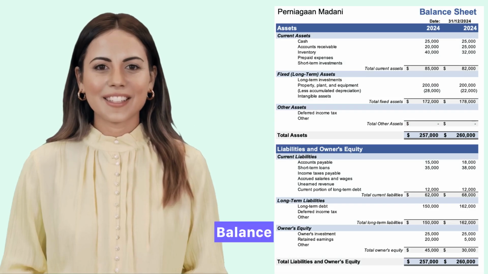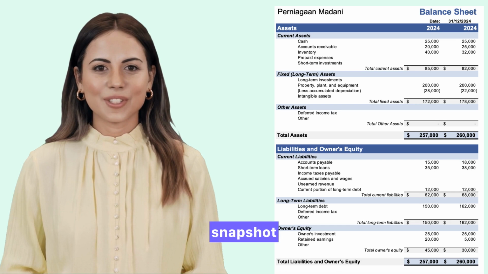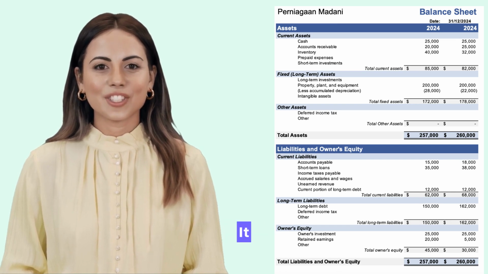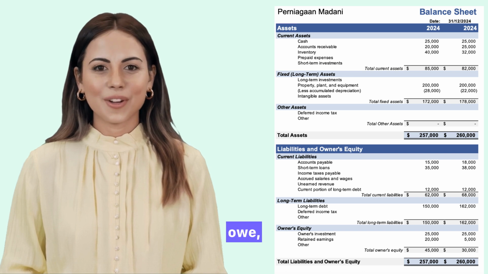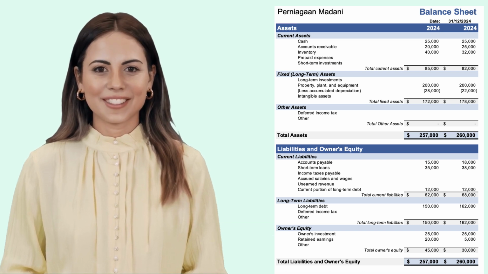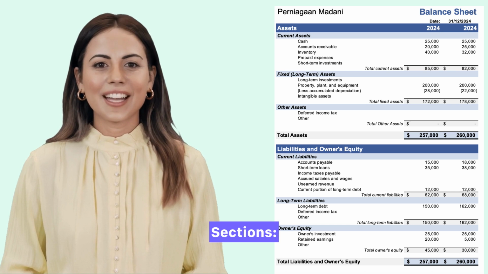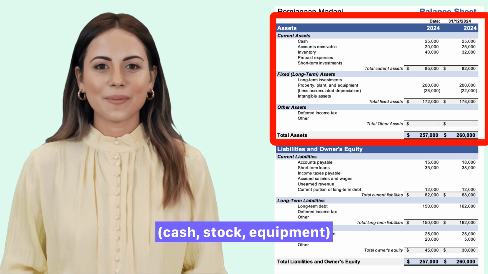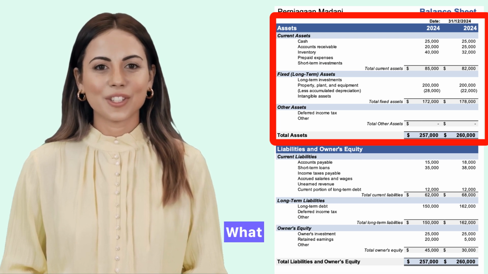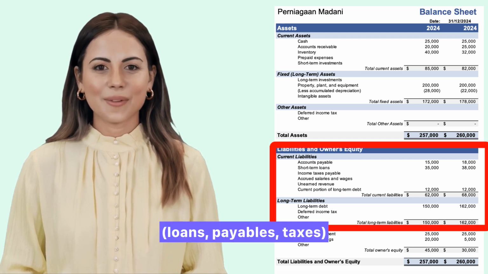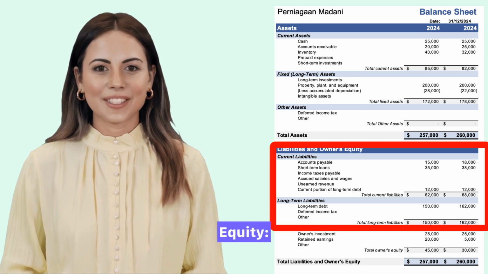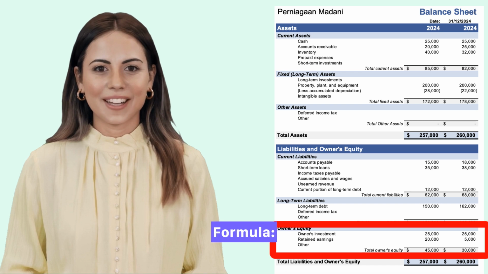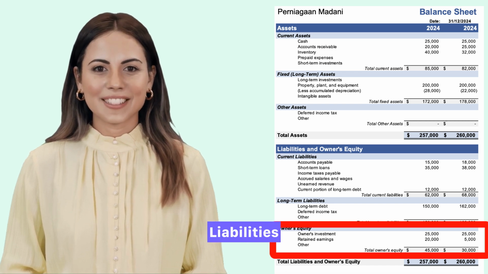2. The balance sheet. This is a snapshot of your business at a specific point in time. It shows what you own, what you owe, and what's left for the owners. Main sections: assets, what you own: cash, stock, equipment. Liabilities, what you owe: loans, payables, taxes. Equity, the owner's portion after liabilities are deducted. Formula: assets equals liabilities plus equity.